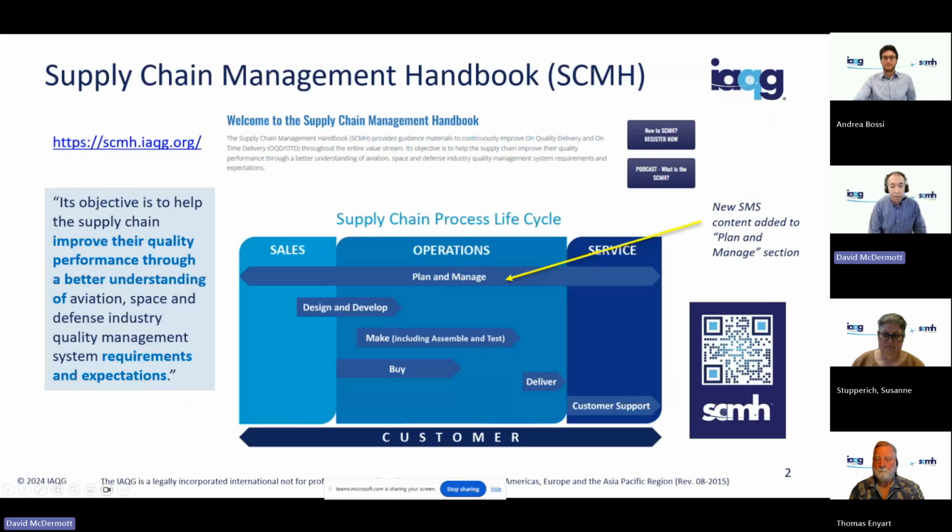This webinar can be found on the IAQG Supply Chain Management Handbook website and its supplemental guidance for suppliers on SMS. The scmh.iaqg.org is the website address, and here under the Plan and Manage section, you can find the SMS content that has been added in April of 2025.